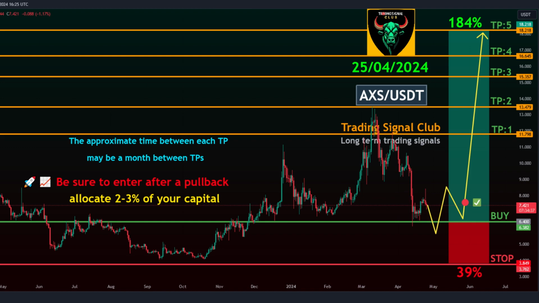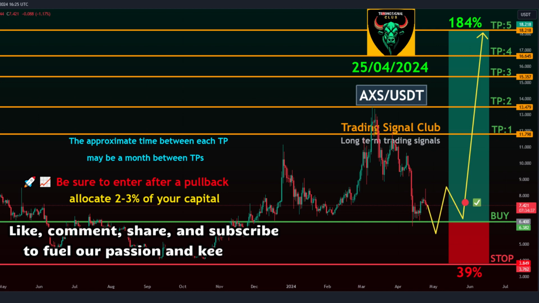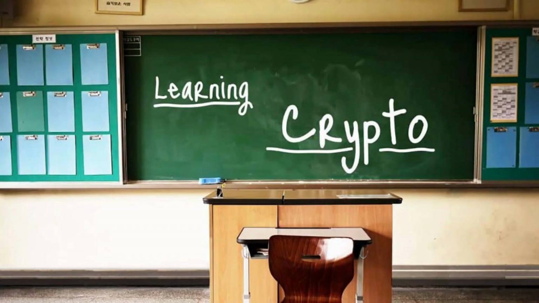Trading style, spot. Time frame, mid-term. Margin mode, isolated. Signal type, swing trade. Target time frame, about a month between targets. Entry levels, 6.382 to 7.740. Take profit targets. Target 1, 11.798. Target 2, 13.479. Target 3, 15.357. Target 4, 16.645. Target 5, 18.218. Stop loss level, 3.820.